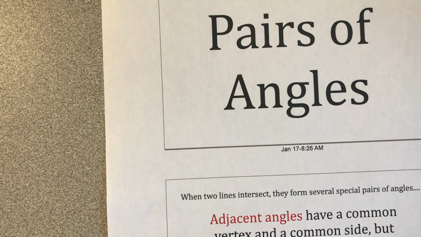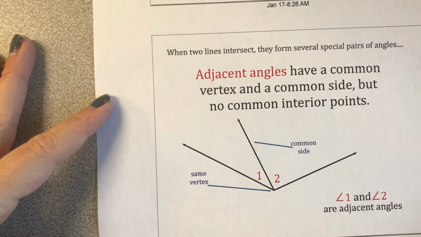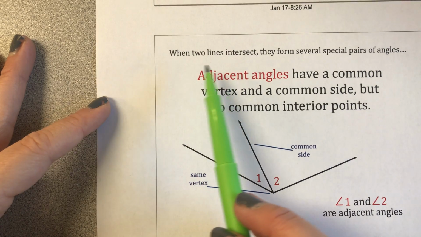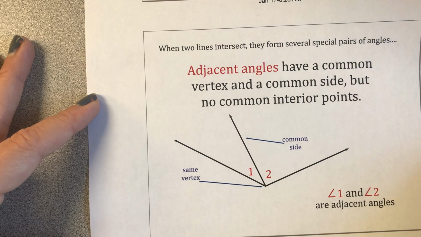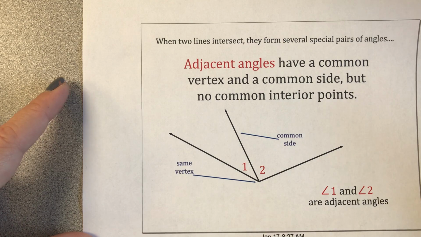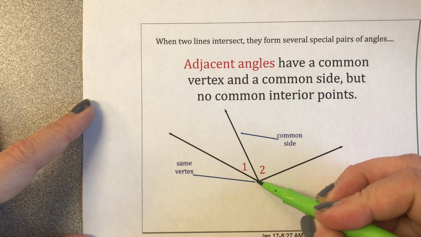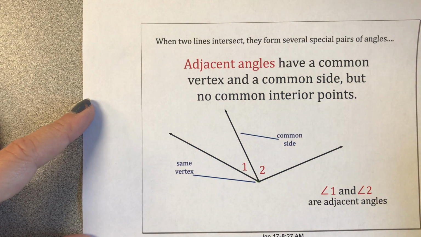Okay, today we're starting chapter 8, and the first section is about pairs of angles. So it says, when two lines intersect, they form several special pairs of angles. The first kind we're going to talk about are adjacent angles. Adjacent angles are next door neighbors. They have a common vertex, a common side, but no common interior points.